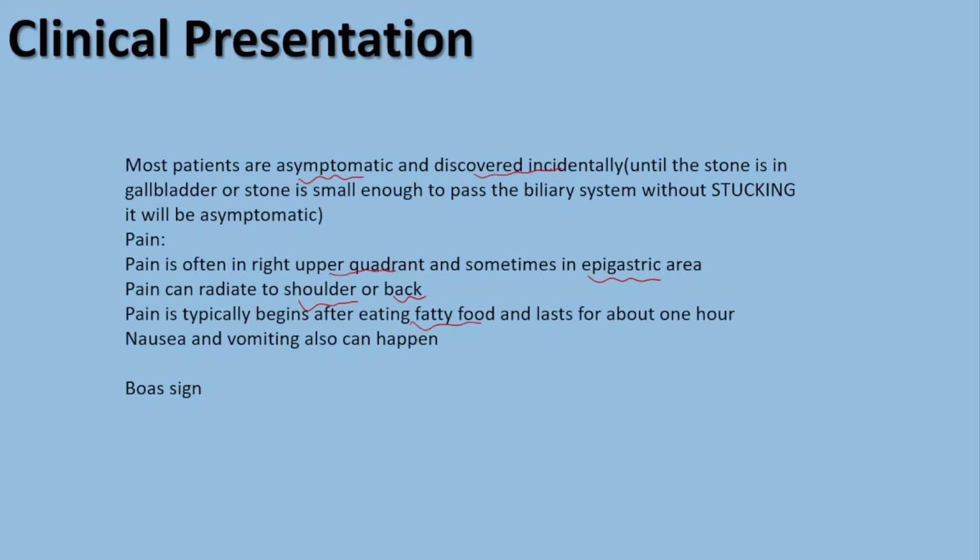Why? Because one of the stimulators of contraction of the gallbladder and sending the bile from the gallbladder to the biliary system is the hormone cholecystokinin, and when we are eating fatty food, the cholecystokinin level is going to go up. As a result, we have contraction of gallbladder muscles, the stone can get stuck somewhere, and as a result, we can have pain. Another symptom that we can have is nausea and also vomiting, and Boas sign is also going to be positive in this group of patients.